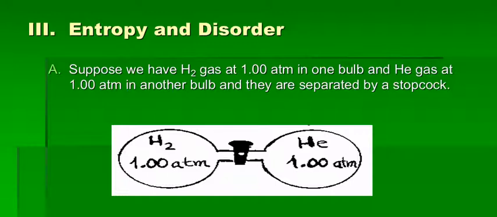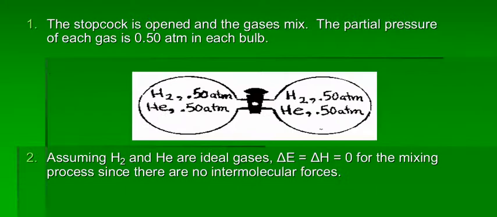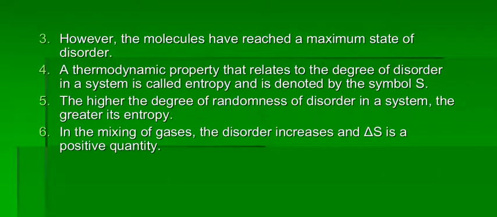Entropy and disorder. Suppose we have hydrogen gas and helium gas in two separate bulbs. They're separated. We allow those gases to mix. Well, the partial pressure goes down to 0.5 atmospheres in each bulb from the 1 atmosphere that we started with. Assuming hydrogen and helium are ideal gases, delta H and delta E are 0 since there are no intermolecular forces. But what we have done is we've reached a maximum state of disorder.